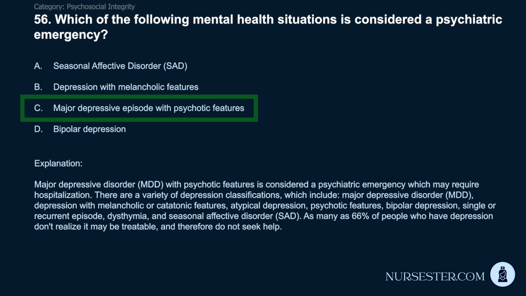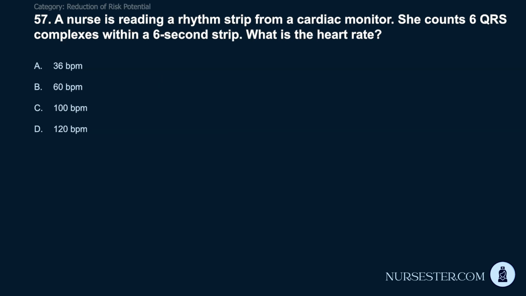There are a variety of depression classifications, which include major depressive disorder, MDD, depression with melancholic or catatonic features, atypical depression, psychotic features, bipolar depression, single or recurrent episode, dysthymia, and seasonal affective disorder, SAD. As many as 66% of people who have depression don't realize it may be treatable, and therefore do not seek help.